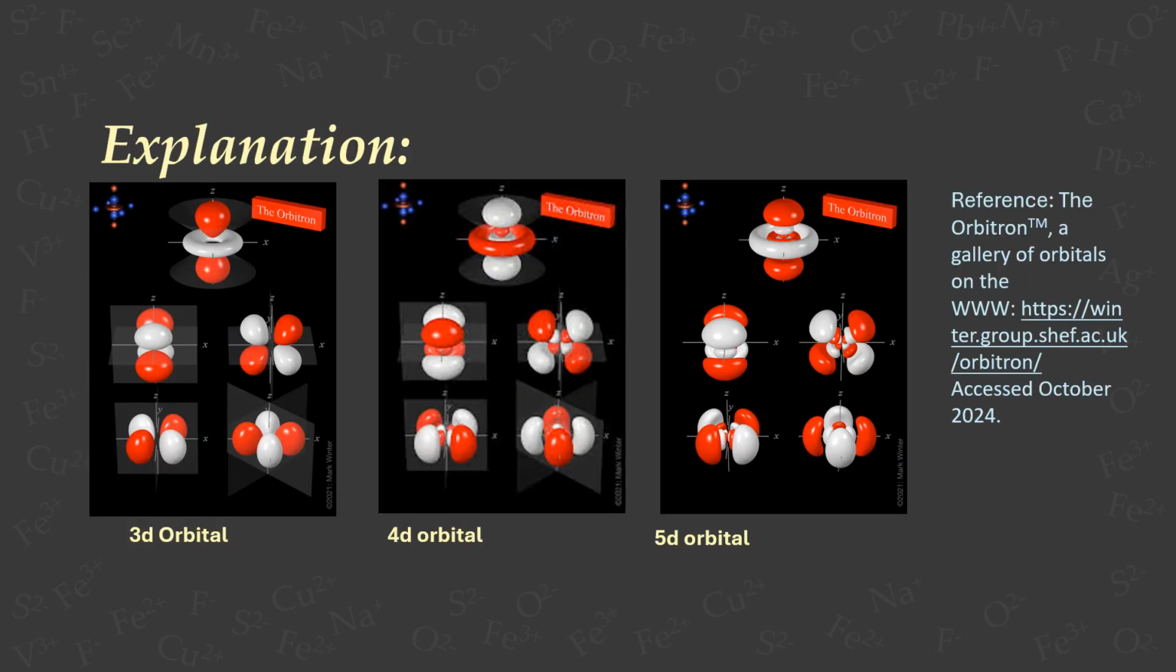And the reason for this is because 3d orbitals are smaller, more compact, and closer to the nucleus than 4d and 5d orbitals, leading to greater nuclear attraction. As a result, electrons in heavier elements are more free to participate in chemical bonding, making higher oxidation states more stable.